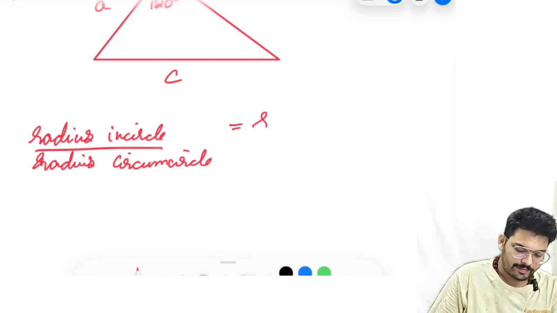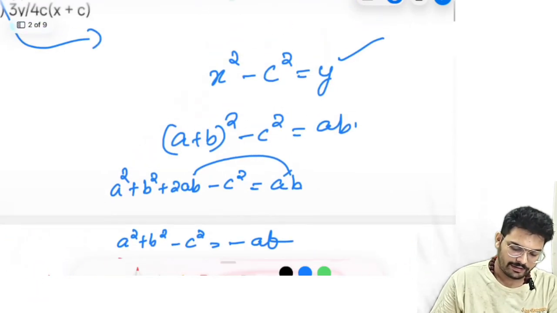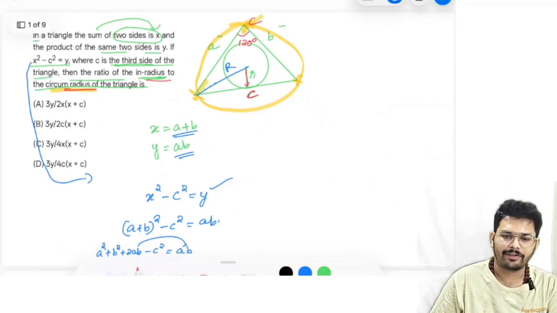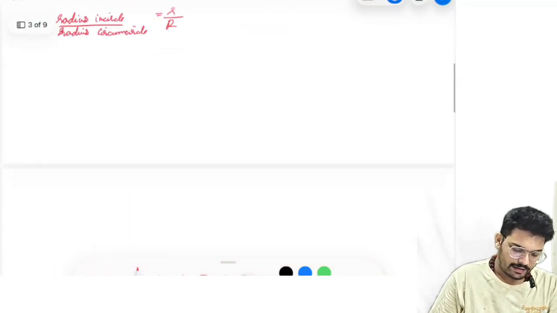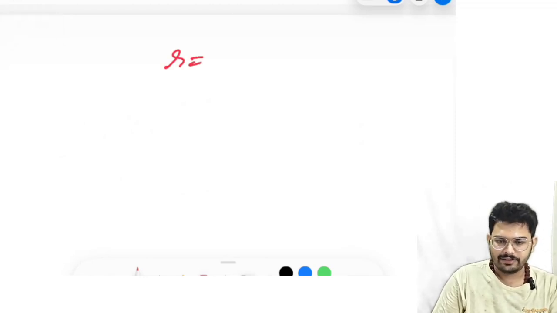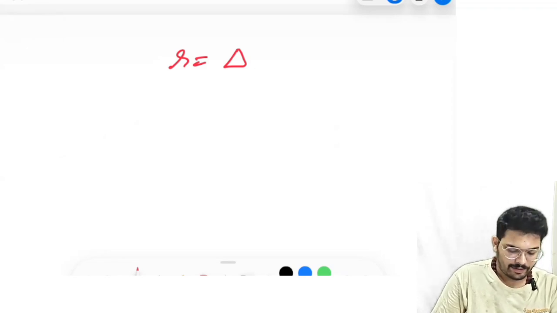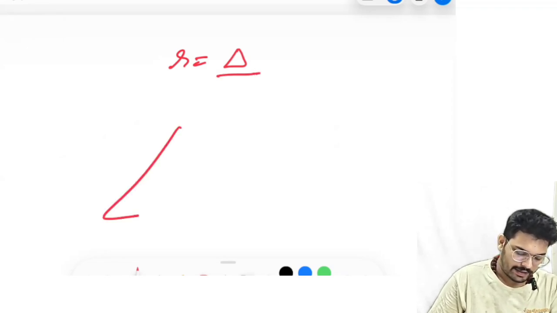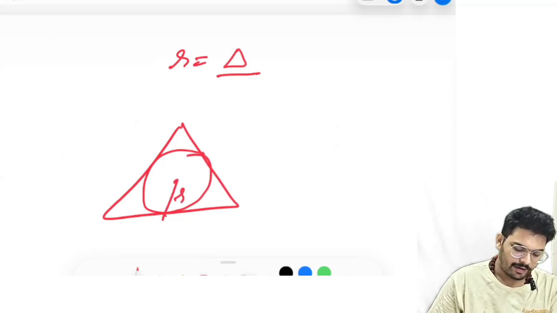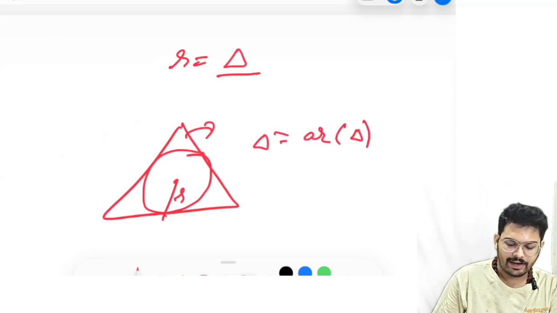So the radius of the incircle will be small r and the radius of the circumcircle will be capital R, because we already provided this in our question. We are giving this as smaller and this is the capital. We need to find the ratio of their radius. Now we have the equation that the radius of the incircle will be equal to delta, where delta means the area of the triangle, divided by s, the semi-perimeter. Delta is basically the area of this triangle.